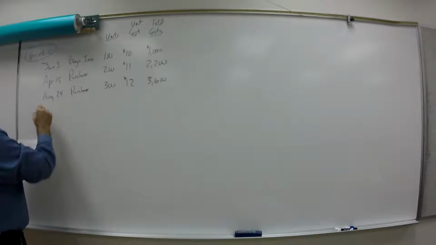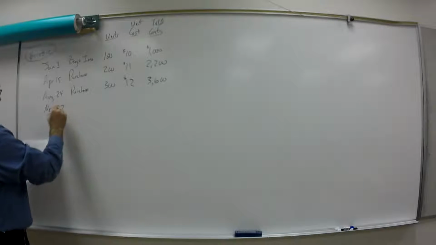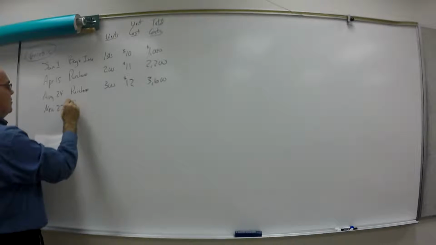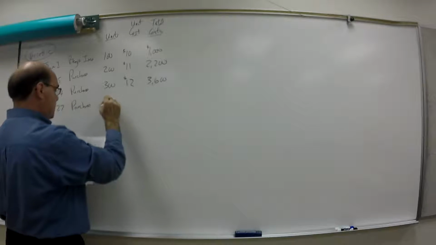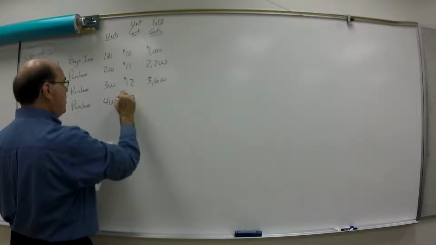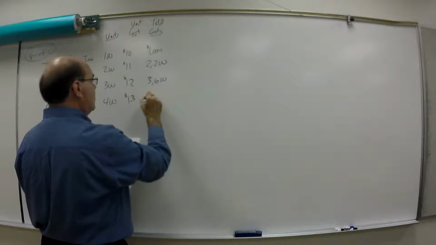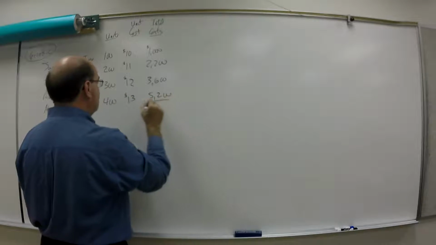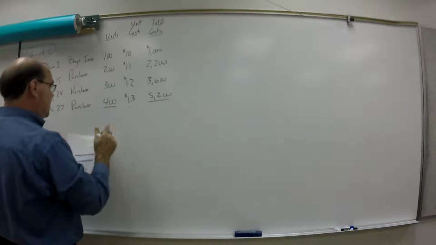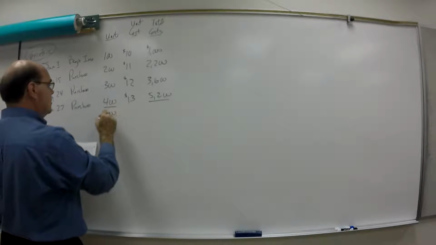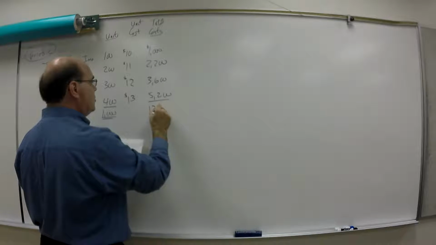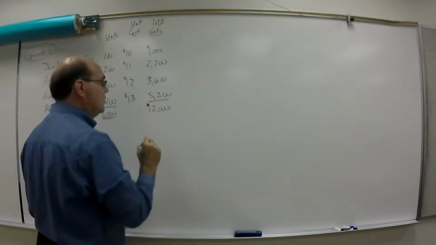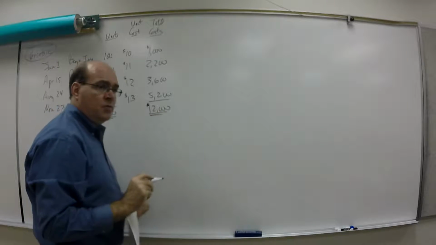And then finally on November the 27th, we had a big purchase for Christmas. About 400 units, $13 what we paid for each one of those, and the total was $5,200. So if we add all this up, we see that we had 1,000 units that we purchased, and the amount that we paid for all of those was $12,000. Okay? So that's what's given to us.